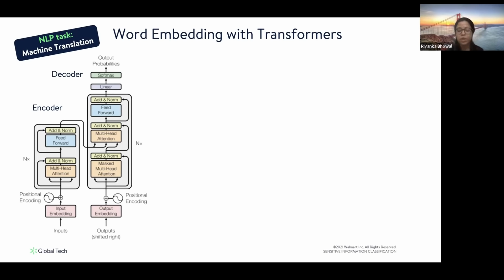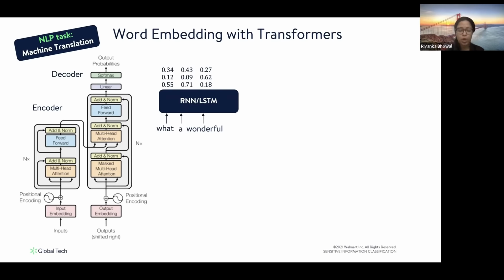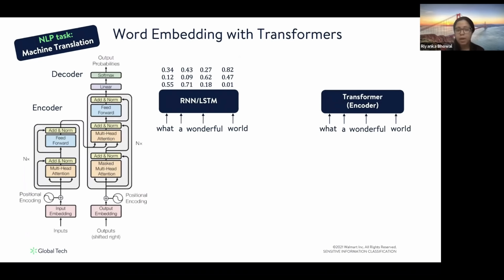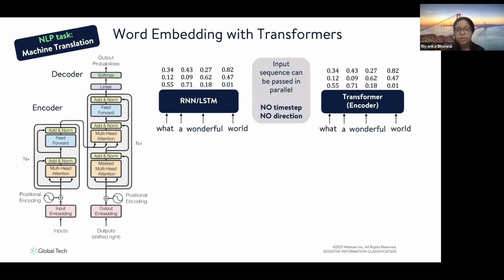encoder-decoder architecture. Now, whatever we have discussed, we have seen that in case of RNN or LSTM, we pass the words sequentially and we get the word embeddings. So each step is dependent on the previous one. But in case of transformer, we can pass all the words simultaneously and we can get the word embeddings simultaneously. So the input sequence can be passed in parallel. There is no concept of time step and there is no concept of direction as well. There is nothing called left to right or right to left.